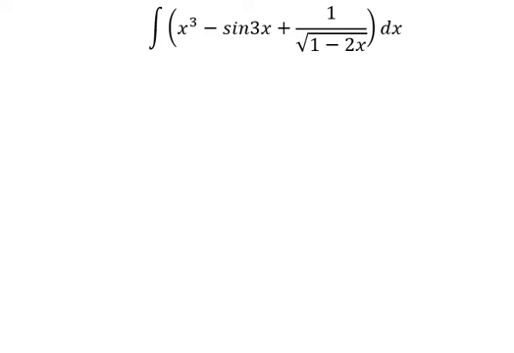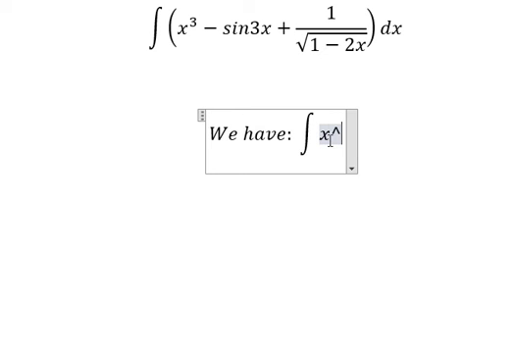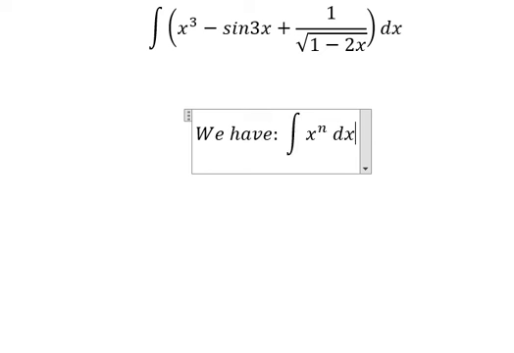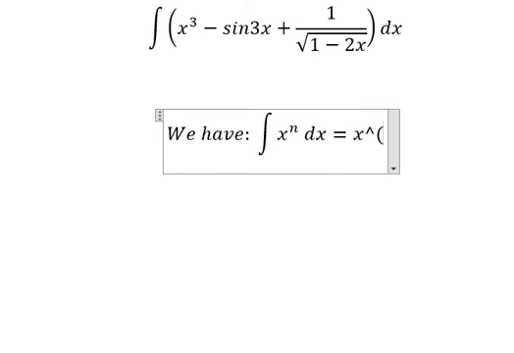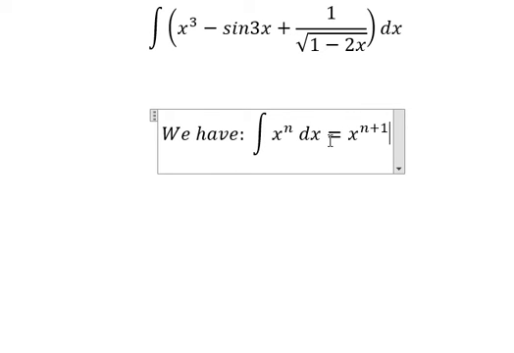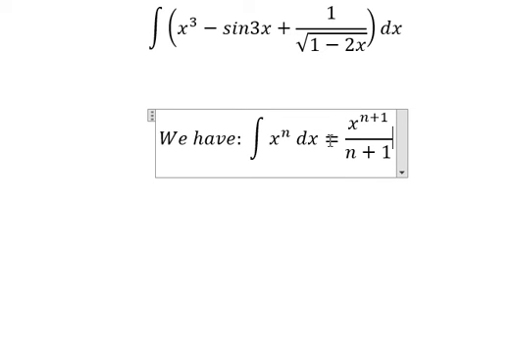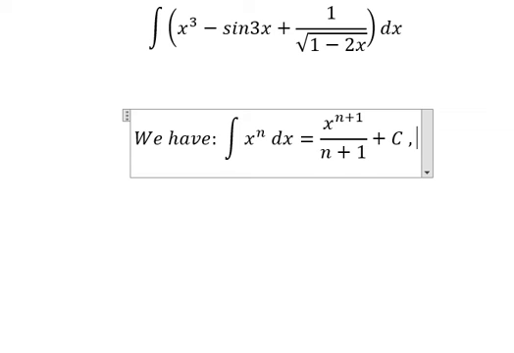The topic today is about integration. So now I will show you how to answer. We have the formula in here. The integration of x to the power of n dx. We have x to the power of n plus 1 over n plus 1, and I will put plus c.